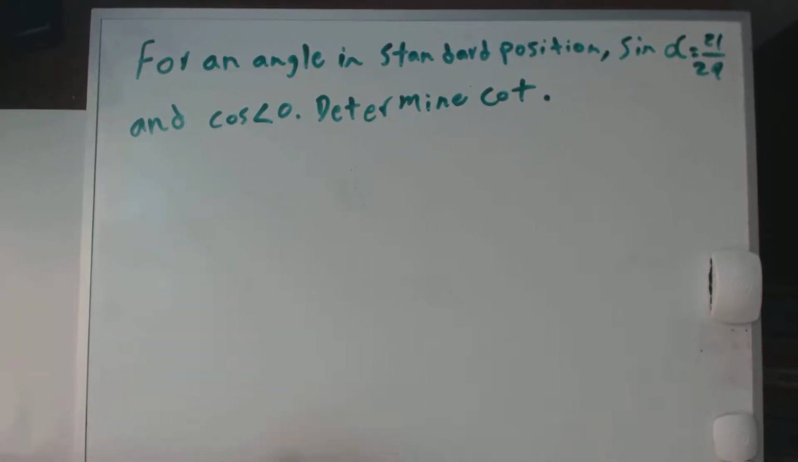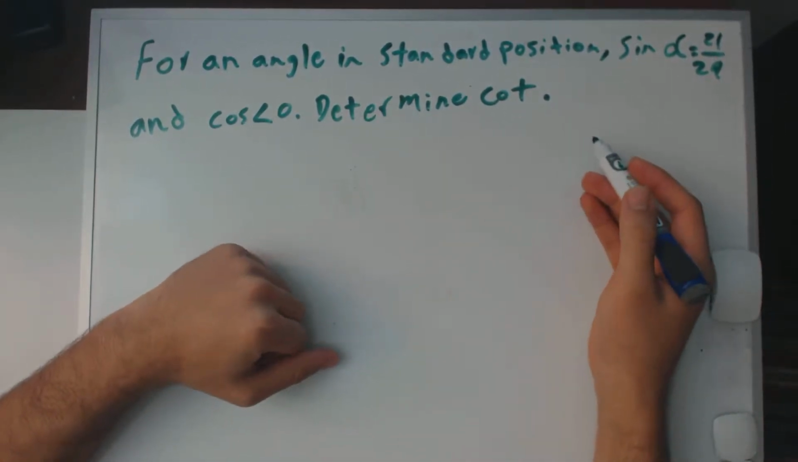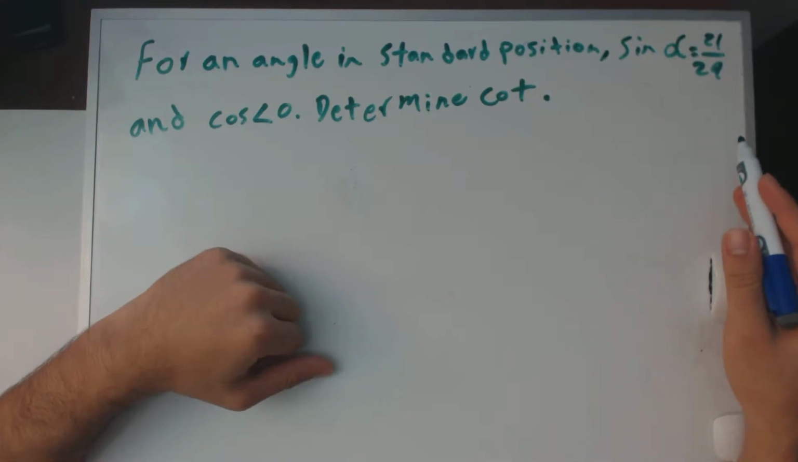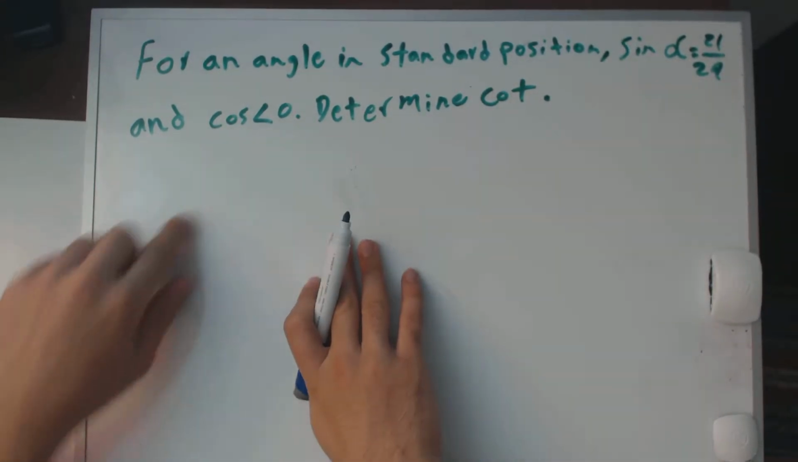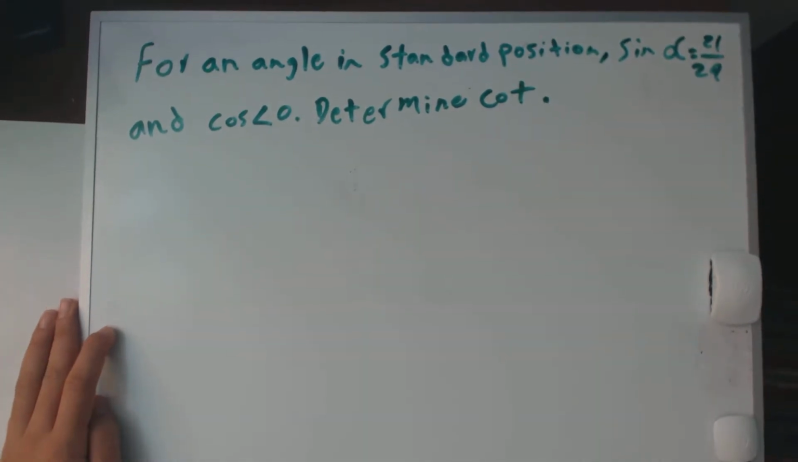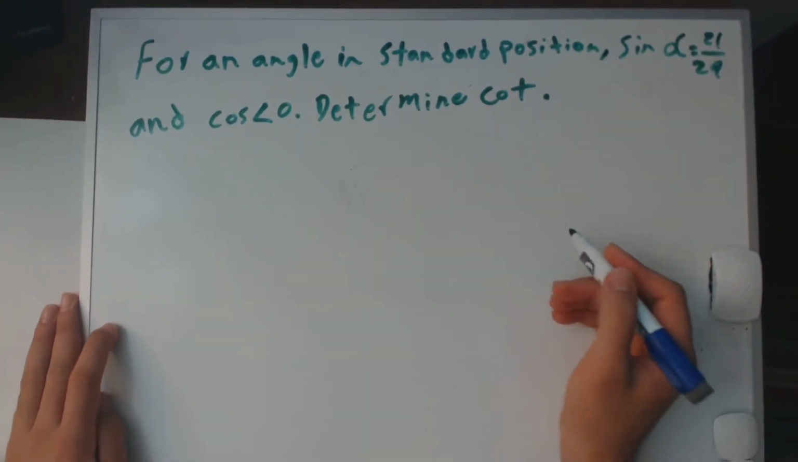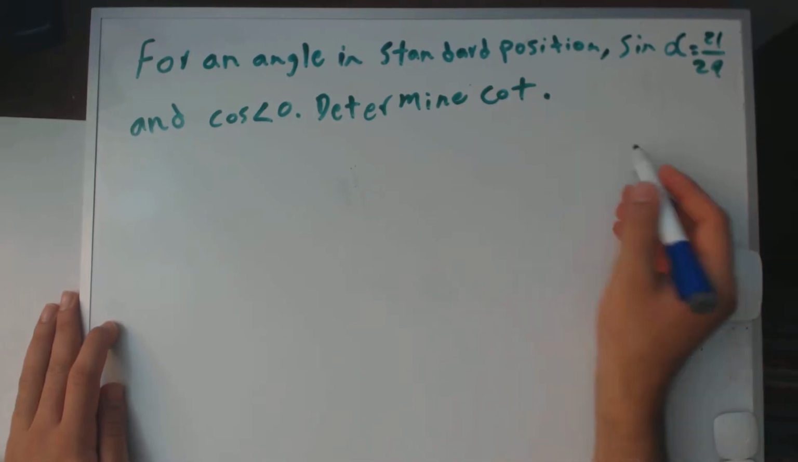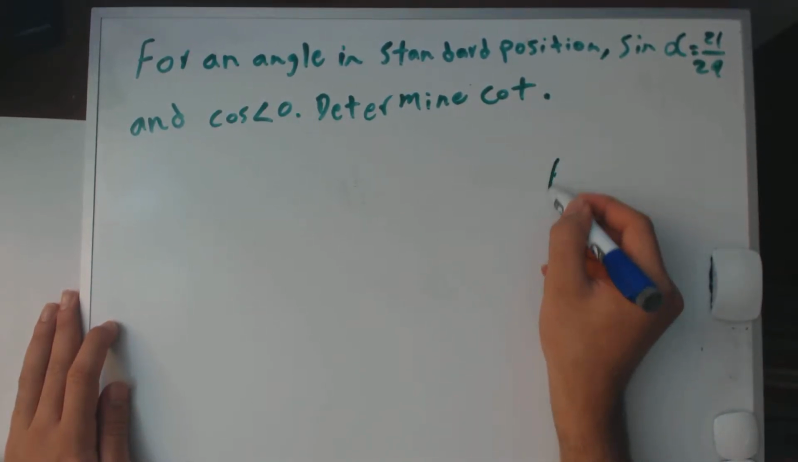So let's do this question. For an angle in standard position, the sine is 21/29 and the cosine is smaller than 0. Determine the cotangent. So first let's see in which quadrant we have to work.